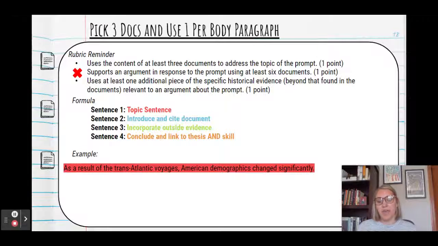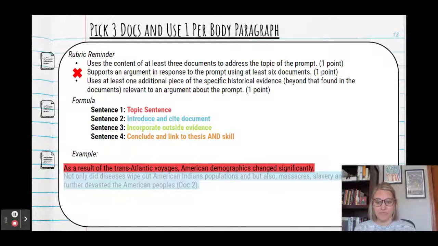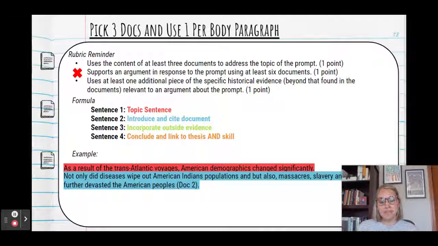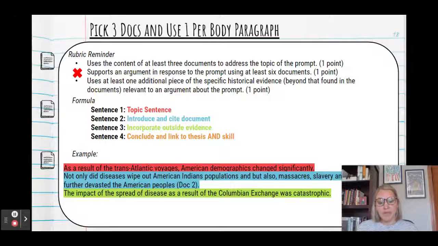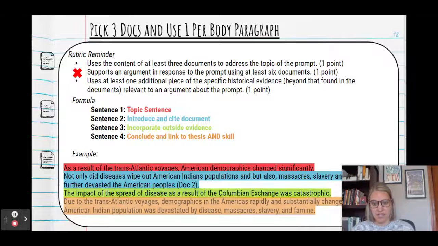So here's your example. As a result of the transatlantic voyages, American demographics changed significantly. Once again, basically just taken straight from the thesis. Not only did diseases wipe out American Indian populations, but also massacre, slavery, and famine further devastated the American peoples. And then I cited Doc 2. Now, some outside evidence. The impact of the spread of disease as a result of the Columbian Exchange was catastrophic. And now, finally, here, due to the transatlantic voyages, demographics in the Americas rapidly and substantially changed as the American Indian population was devastated by disease, massacres, slavery, and famine.